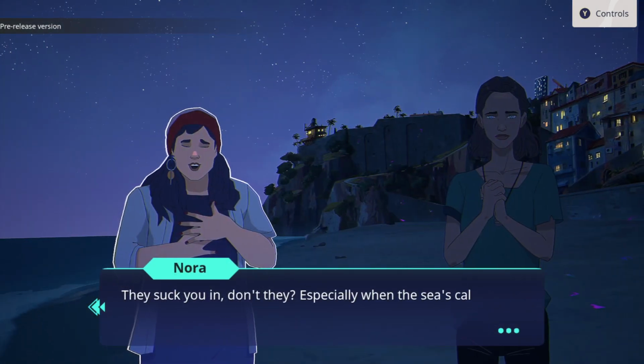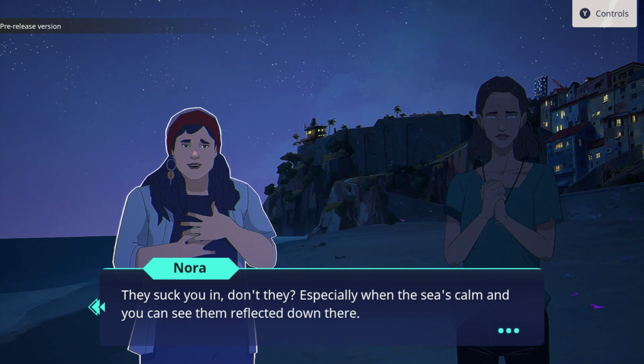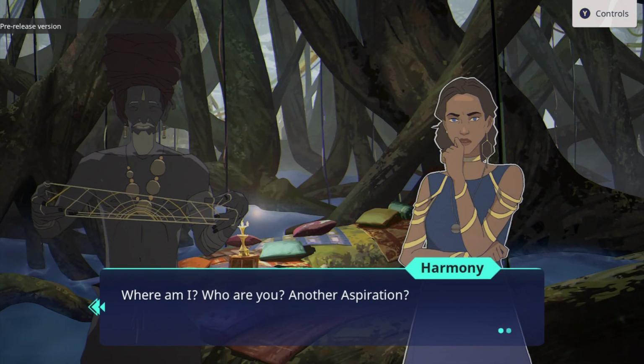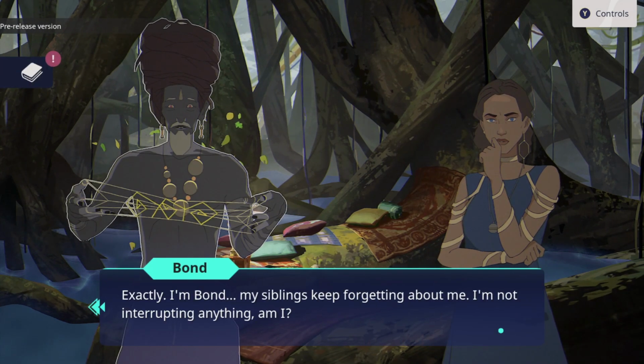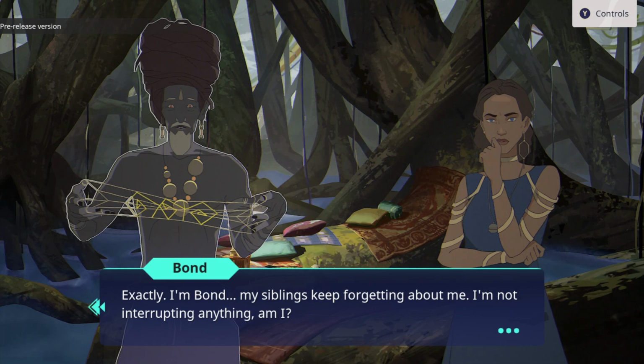They suck you in, don't they? Especially when the sea's calm and you can see them reflected down there. Who are you? Another aspiration? Exactly. I'm Bond. My siblings keep forgetting about me. I'm not interrupting anything, am I?